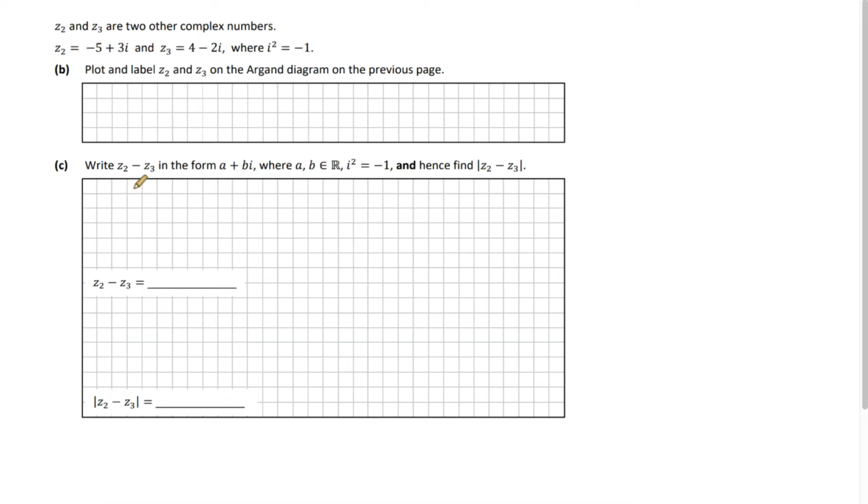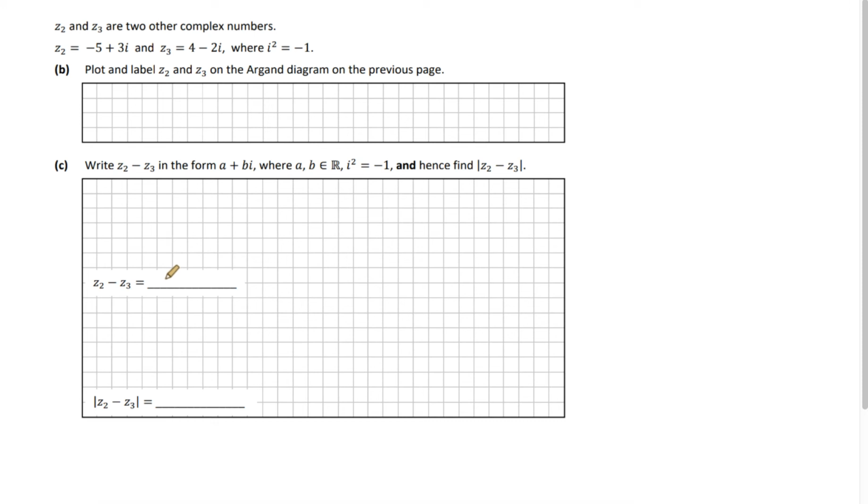And part C then says, write Z2 minus Z3 in the form a plus bi, where a and b are elements of the real set, i squared is equal to negative 1, and hence find the modulus of Z2 minus Z3. These straight brackets here mean the modulus of Z2 minus Z3. So once we work out Z2 minus Z3, we then find the modulus of that. And the modulus, remember, is the distance from the origin to the plot of the complex number. So let's find Z2 minus Z3 first.